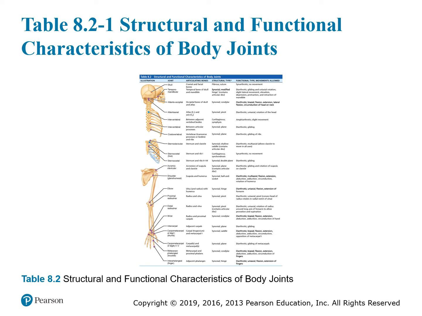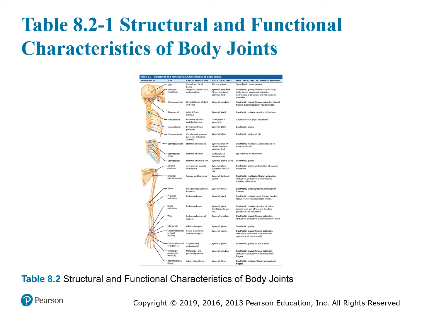As we move distally to the wrist, we have the radius as it articulates with the proximal carpals. This is a synovial joint, a condylar joint. Functionally, it is considered diarthrotic, biaxial, and allows for movements of flexion, extension, abduction, adduction, and circumduction of the hand. The intercarpal joints, further distal, occur between the adjacent carpals. This is a synovial joint, a plane joint, and it allows for gliding movement. It is a diarthrotic functional joint.